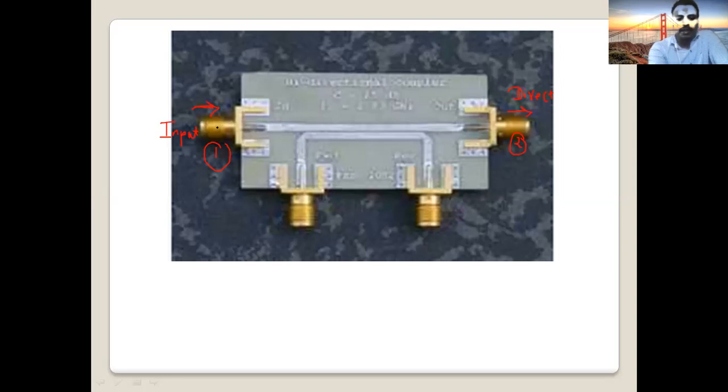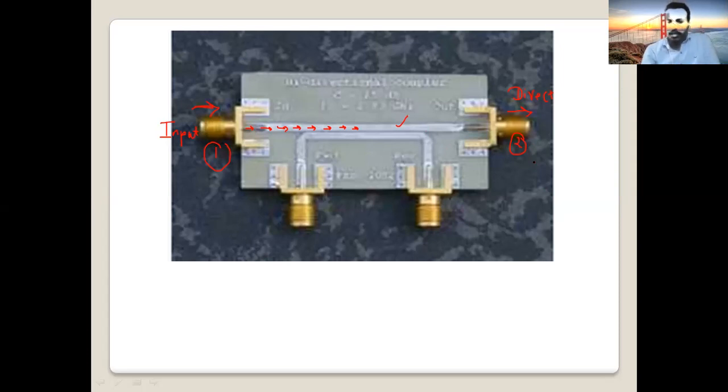So as you can see here, when you apply a signal at port 1, which is our input port, the signal travels through this transmission line directly. You see this transmission line? This microstrip transmission line connects port 1 and port 2. So the signal travels from port 1 to port 2 directly through this transmission line. That's why we call this port the direct port.